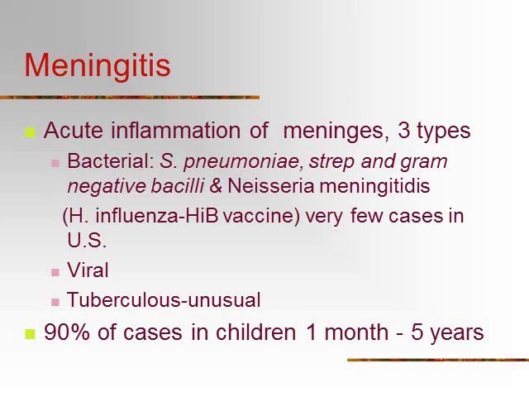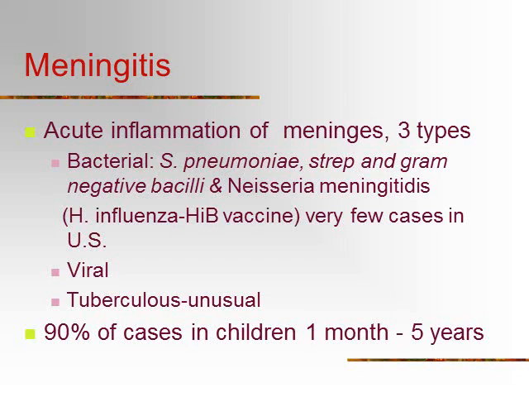Okay, so meningitis we're going to talk about. So this is an acute inflammation of the meninges. There are 3 types: bacterial, viral, and tuberculosis, which is unusual. Bacterial, it's often caused by strep and gram-negative bacilli, and then Neisseria meningitis. The H influenza strain is very uncommon now because we have the Hib vaccine, which is great.